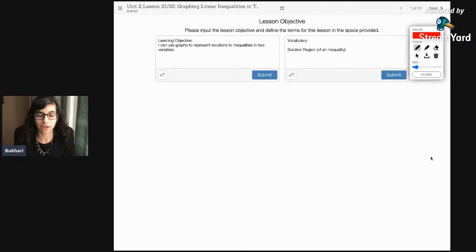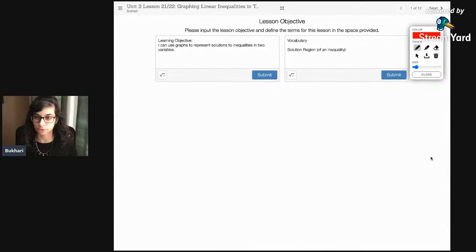We're just about wrapping up our first unit, which is very exciting. And today we're building on our conversation of linear inequalities. Last lesson you talked about how to create inequalities. Today we're going to talk about how to graph inequalities, and on the next lesson, lesson 23, you're going to learn how to solve inequalities, right? This is what we're doing for the next couple days. And so the objective for today is I can use graphs to represent the solutions of inequalities with two variables.